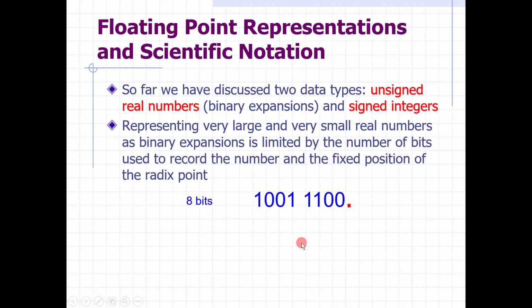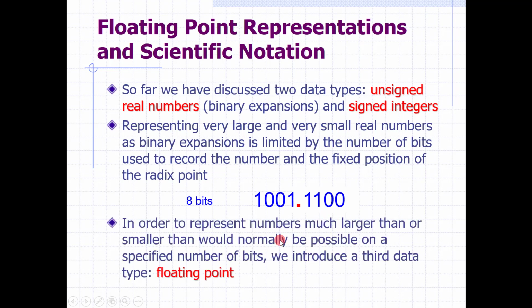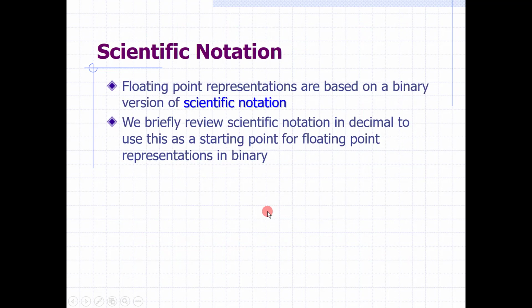Here's a number on 8 bits. Depending on where the radix point is, it affects the size of the number significantly. Floating point will be recording this number using basically a scientific notation version of this. We'll be moving our radix point the way we do in base 10, and then recording things like the exponent.